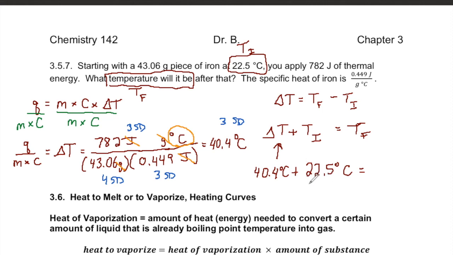However, it started at 22.5 degrees Celsius. So if it starts at 22.5 and it has a delta T, an increase of 40.4 degrees Celsius, then the final temperature will actually be 62.9 degrees Celsius. So this is the final temperature.